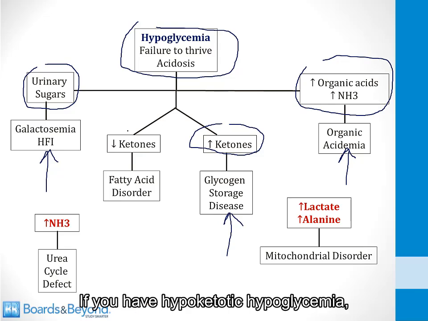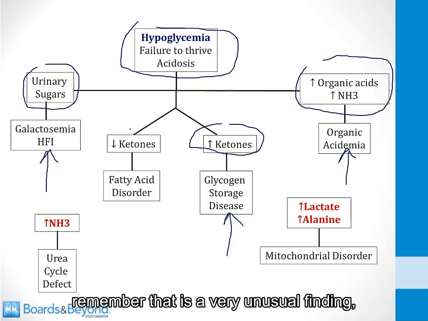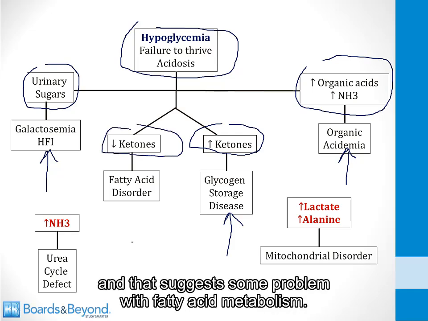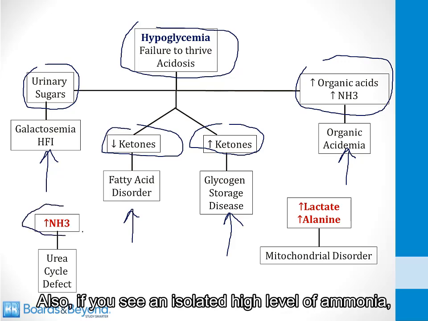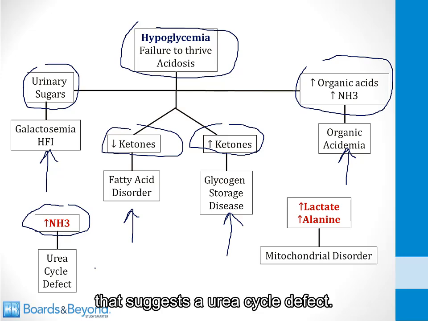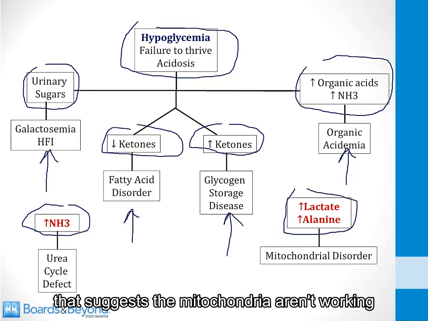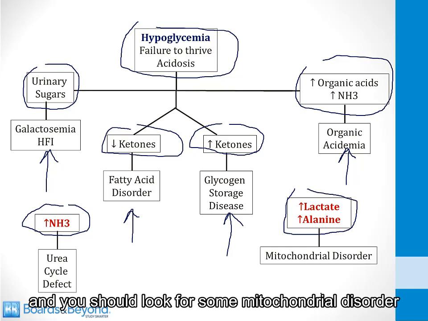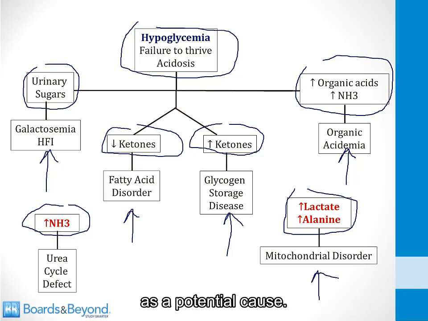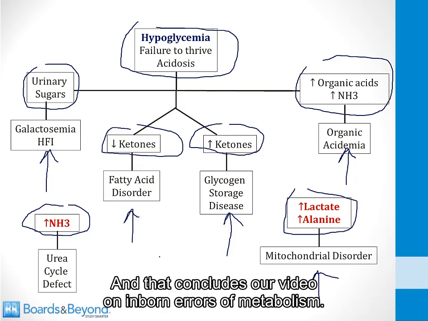If you have hypoketotic hypoglycemia, remember that is a very unusual finding, and that suggests some problem with fatty acid metabolism. Also, if you see an isolated high level of ammonia, that suggests a urea cycle defect. And then finally, if you see high levels of lactate and alanine, that suggests the mitochondria aren't working, and you should look for some mitochondrial disorder as a potential cause. And that concludes our video on inborn errors of metabolism.